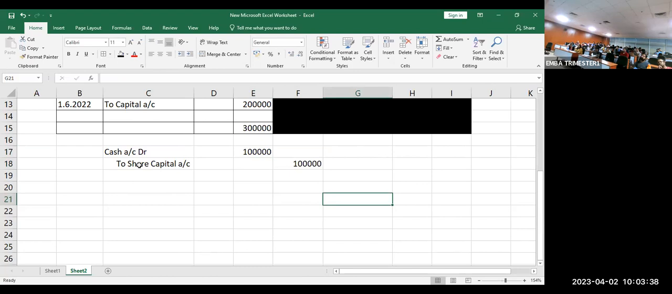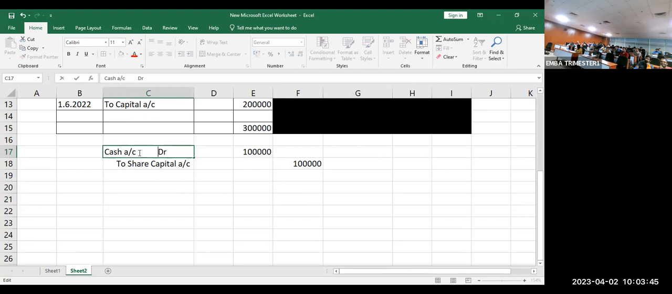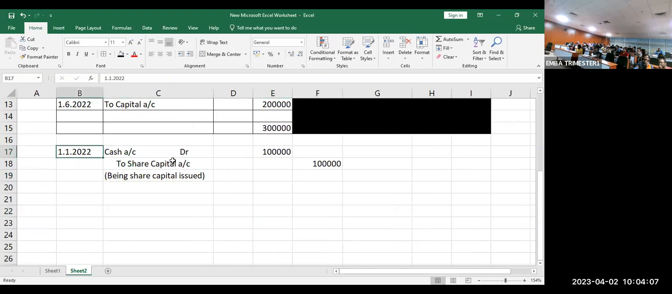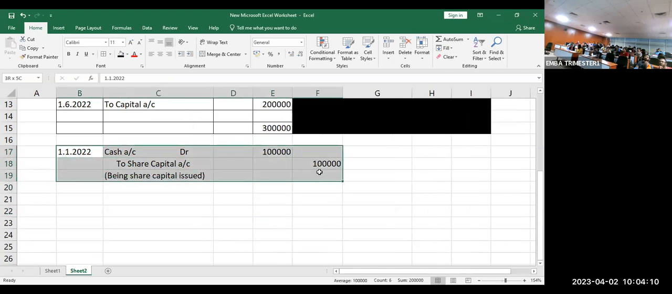So this entry, is it fine? Cash account debit to share capital account. This is the journal entry, right? You are writing a date here, 1/1/2022. Being share capital issued, or being shares sold. Okay, this is fine. This is the journal entry. Like this, there are so many journal entries depending upon the transactions.